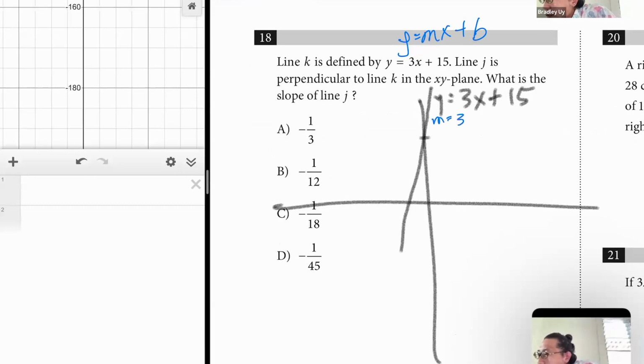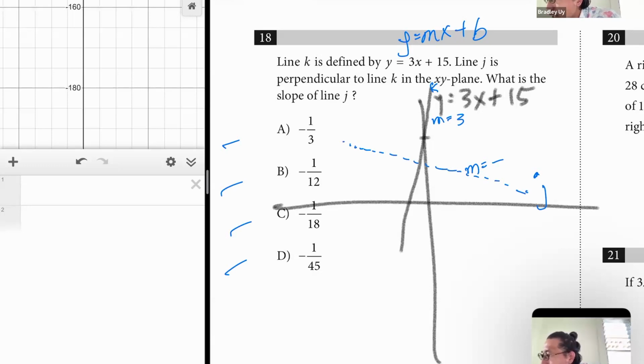And line J is perpendicular. Perpendicularity is about perfect crosses. Line J is perpendicular to this line, which is line K. It doesn't tell you where it is. It's just asking for the slope of line J. This is possibly what line J could look like. The first thing we want to notice is the slope is negative. This eliminates nothing because all the slopes of these choices are negative. And if you need to recall from your Algebra 1 class, the slopes of perpendicular lines are opposite reciprocals of each other.